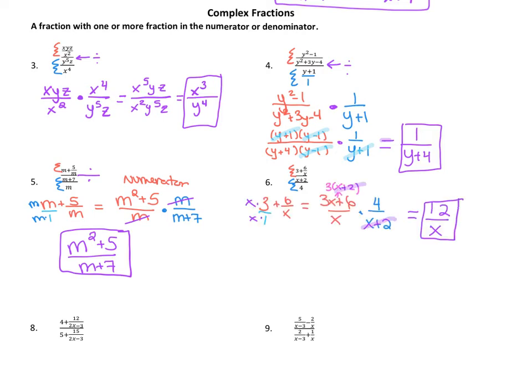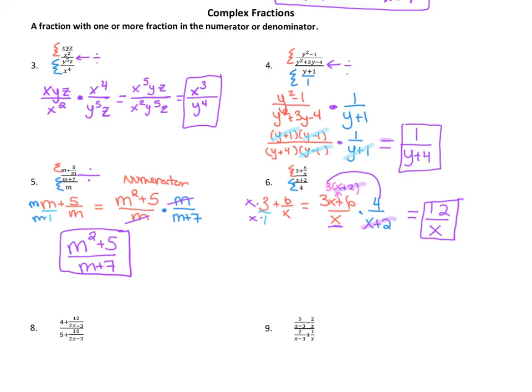All right, so in example 6, I took my numerator and I got a common denominator within the numerator. So my common denominator was x, so once I got the common denominator, I had 3x plus 6 all over x. Then I multiplied by the reciprocal of my denominator, which was 4 over x plus 2. Now at first, it doesn't seem like anything will simplify, but then I realized I can actually factor 3x plus 6 into 3 times x plus 2. So then my x plus 2's will simplify, leaving me with 3 times 4 and just an x. So 12 over x is my final answer.